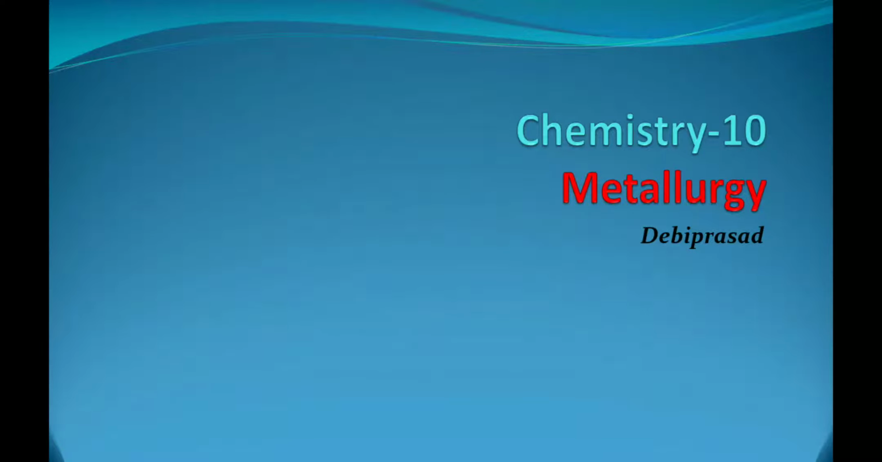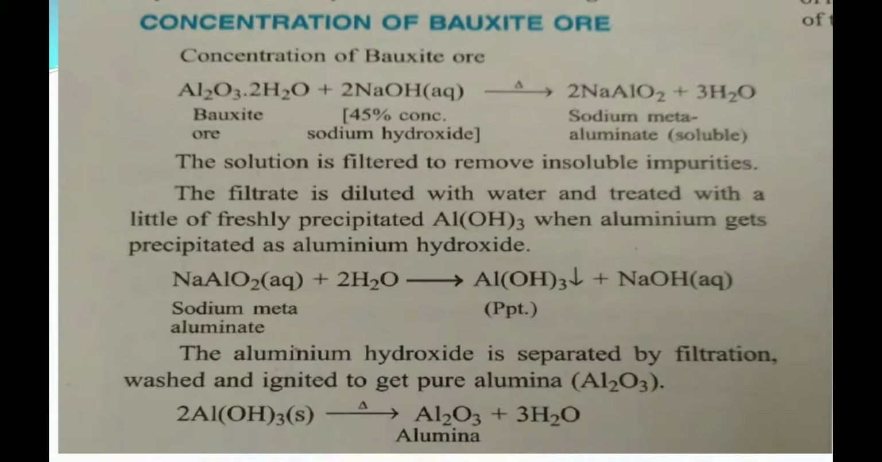In this video, you will be learning about the chapter Metallurgy. Concentration of bauxite ore. Bauxite ore is treated with sodium hydroxide. As a result, we get sodium meta-aluminate, which is soluble in water, whose formula is NaAlO2. The solution is filtered to remove insoluble impurities.